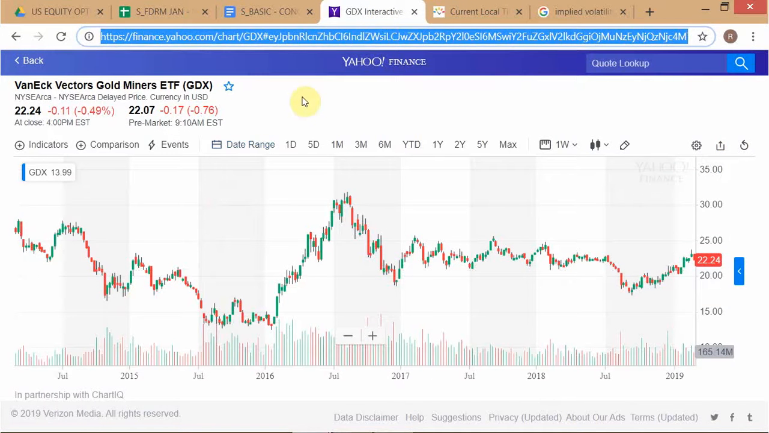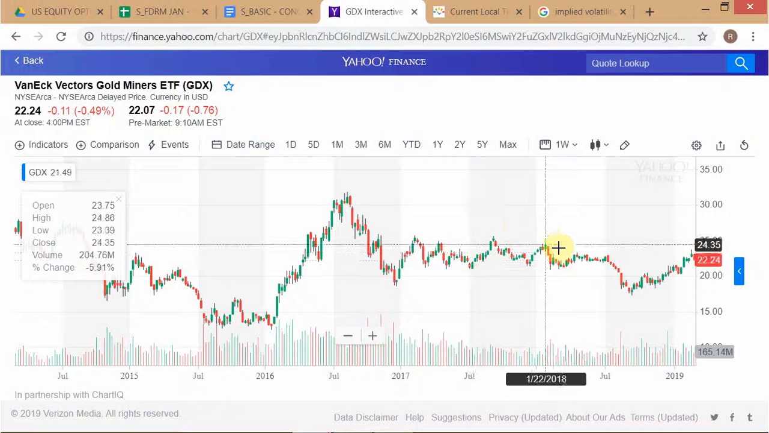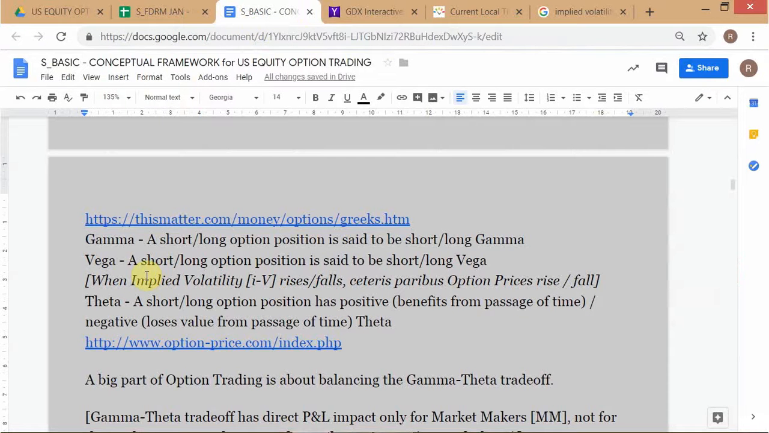Now here's your GDX price. Essentially you're looking for something where there's a lot of up and down movement in the underlying asset price. So that's what you're playing for if you're long gamma. That is normally the understanding of what is meant by long gamma. If you're long gamma, you benefit from dramatic movement and an increase in the volatility of the stock, of the underlying asset.